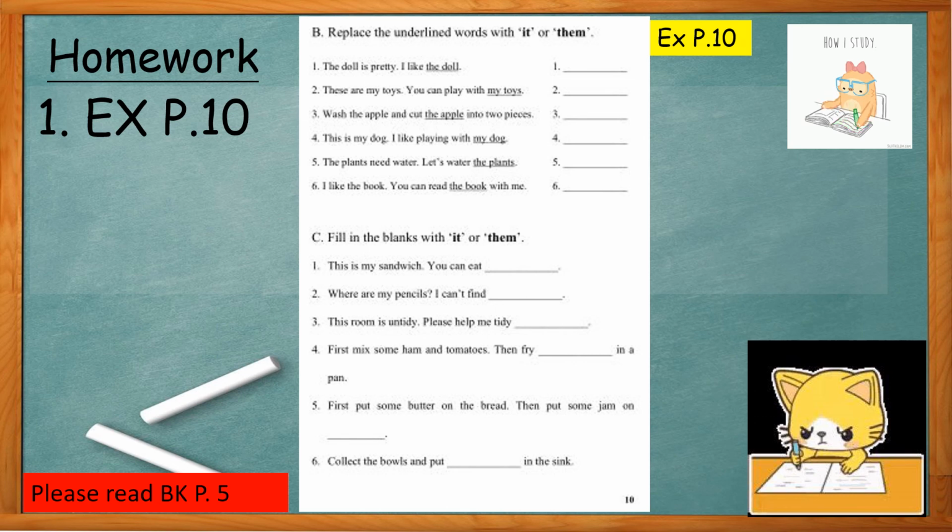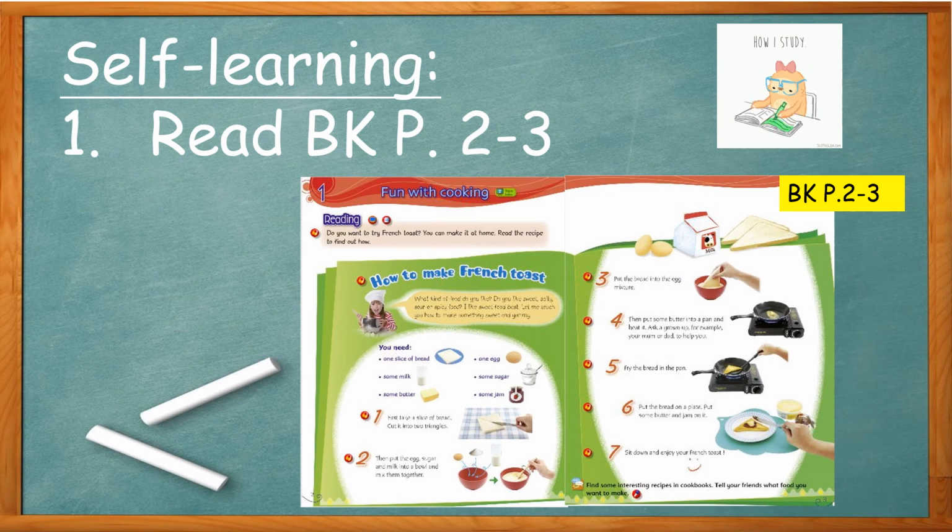Part B. Replace the underlined words with it or them. Part C. Fill in the blanks with it or them. Try to do it on your own and check your answer. Besides the above homework, you also need to do some self-learning. Please read your textbook page 2 to 3. We are going to talk about the passage in the next lesson.